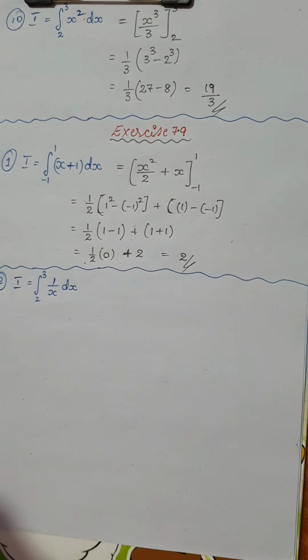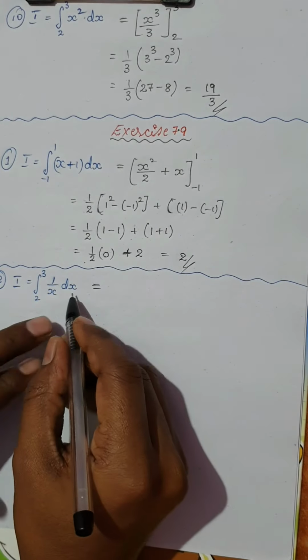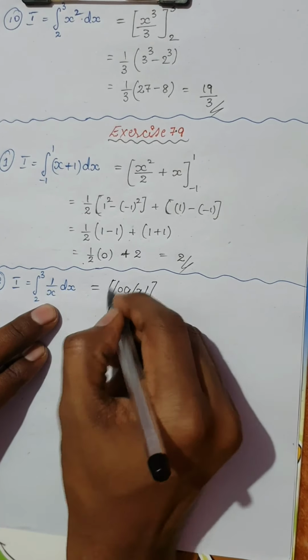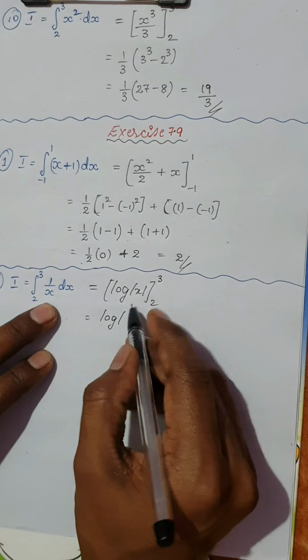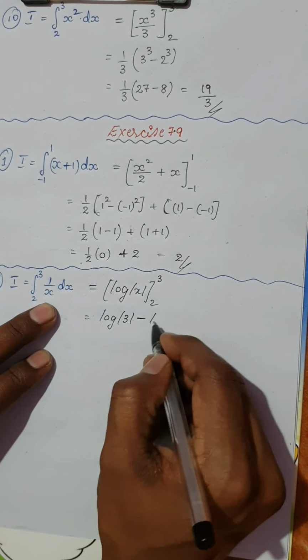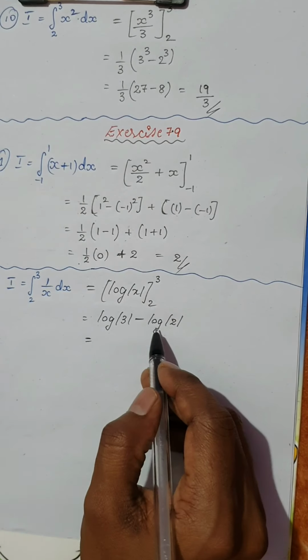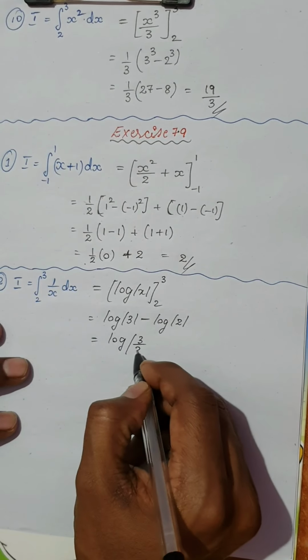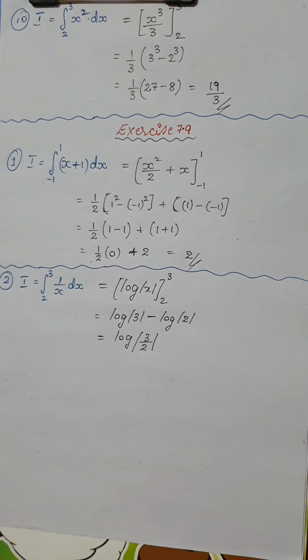The second question is integration between 2 to 3 of 1 by x dx. We know this is a standard integral. Integral of 1 by x dx is nothing but log of mod x within the limits 2 to 3. If you apply the limits, you will get log of mod 3 minus log of mod 2. Now using the properties of logarithms, log m minus log n can be written as log of m by n, that is nothing but log of 3 by 2. That would be the final answer. So shall we move to the next question?